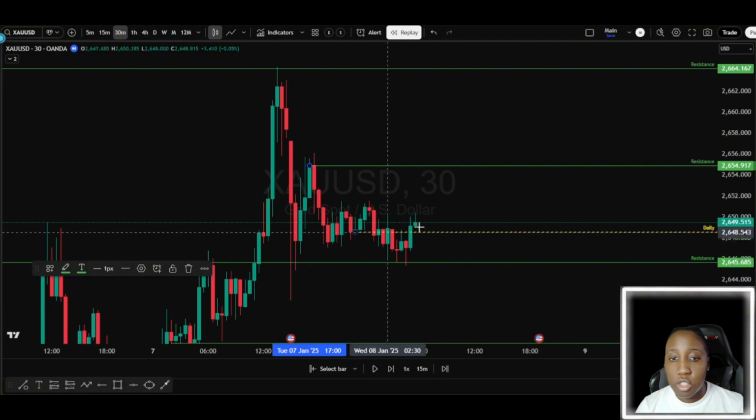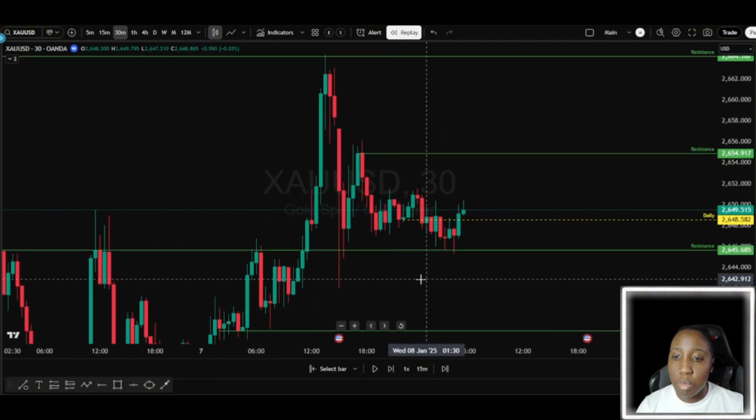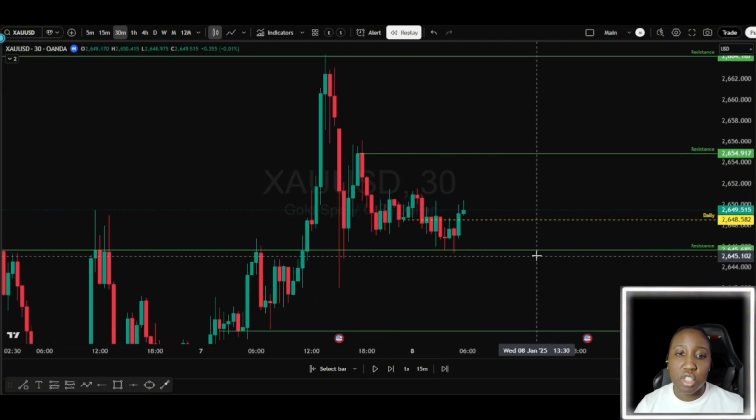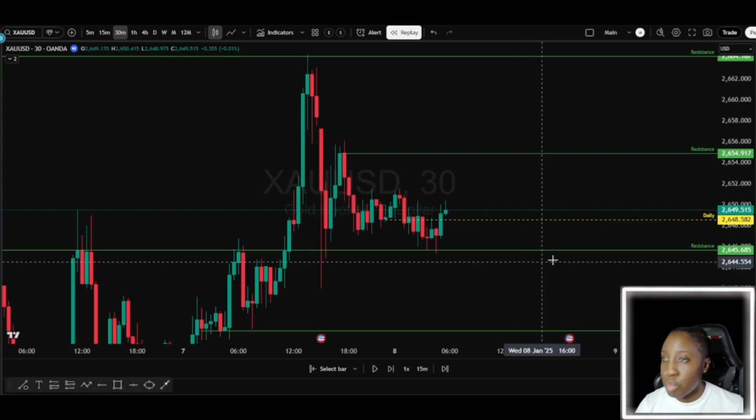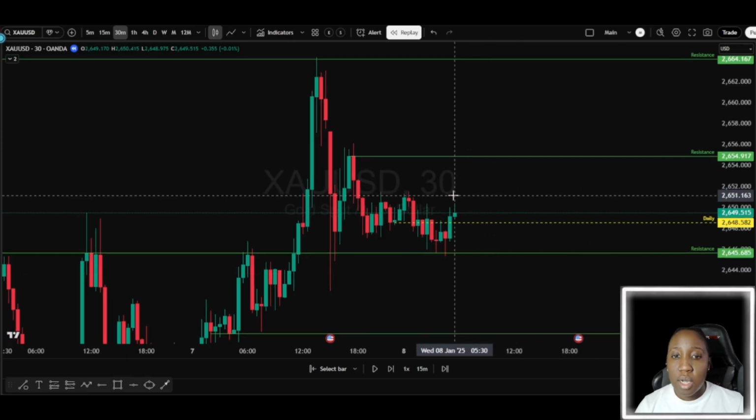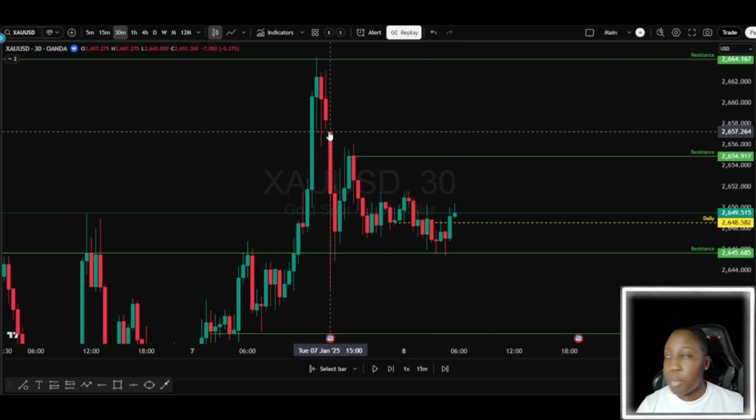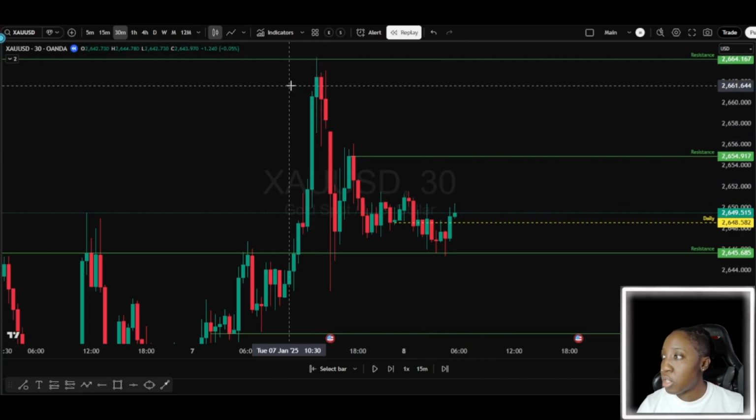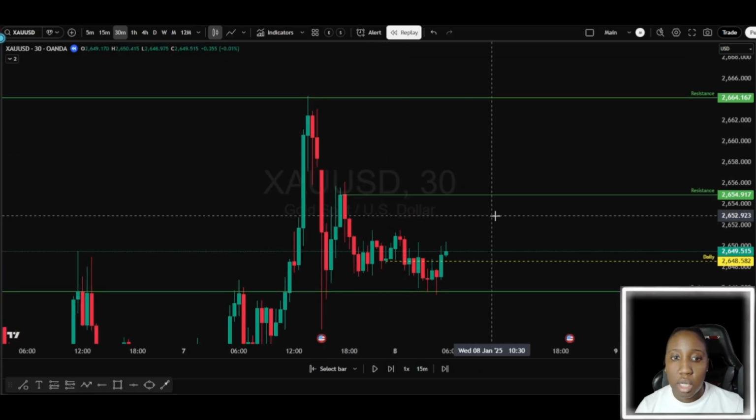So I'm going to have this resistance, I'm going to keep this support because it's a resistance turn support. So I'm going to leave that one where it's at. And yeah, I like the range above here, and I'm anticipating this gap fill here. So I'm just going to let that be.